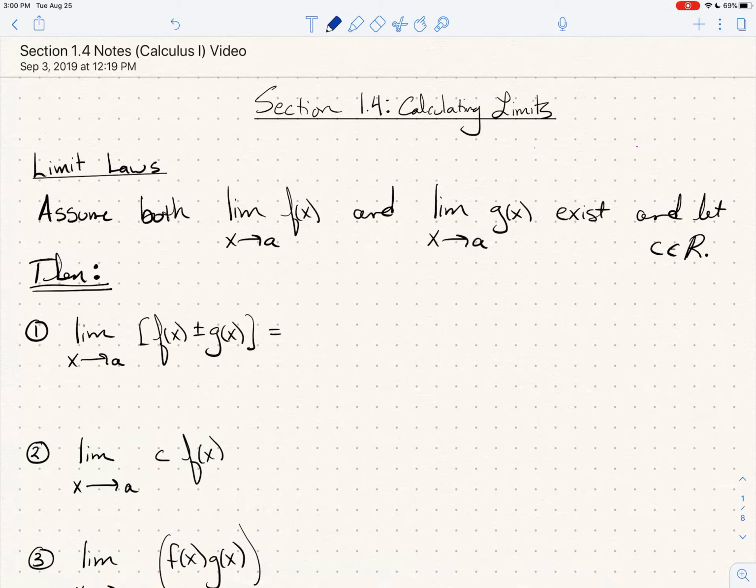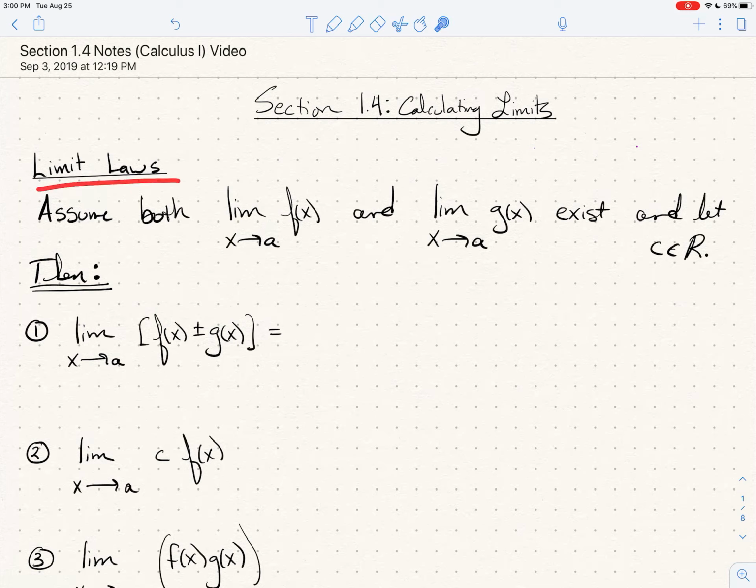All right, so last time we introduced the notion of a limit of a function at a point, and we did a lot of examples trying to understand what limits are really about. In this section, I want to show you how we can begin computing limits precisely. One of the main tools we're going to use is the so-called limit laws.